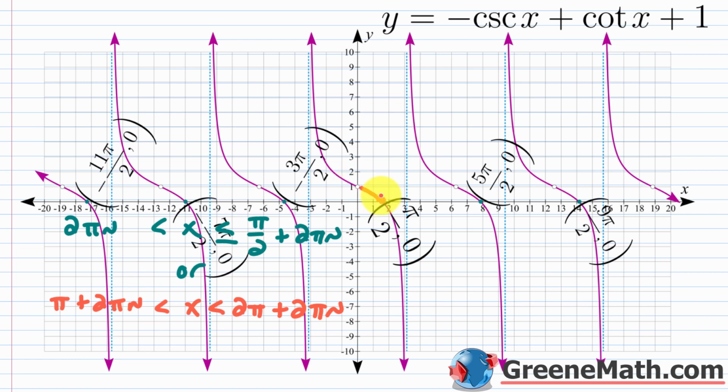So you have this part right here. And again, if you're adding 2 pi to each part, well, 0 plus 2 pi is 2 pi, and pi over 2 plus 2 pi, that's going to be 5 pi over 2. So you're going to get this piece right here. And if you keep doing that, you're going to get this piece right here, and so on and so forth.